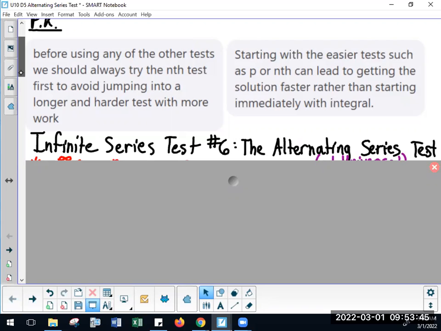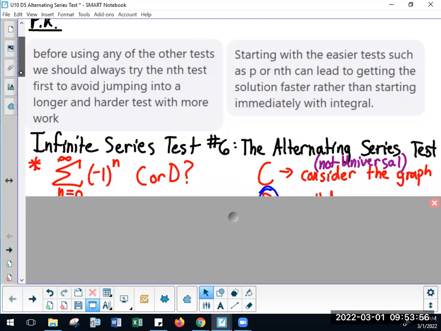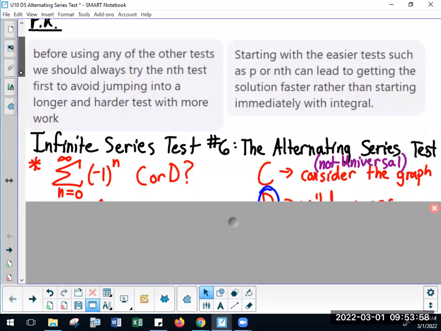But I've made you wait long enough, hopefully built up some excitement, some anticipation for the alternating series test. What is it that's alternating? Have you been wondering? In order to answer this question, we will look at this series first. That's a series from 0 to infinity of -1 to the nth power. My question to you is, does that converge or does that diverge?